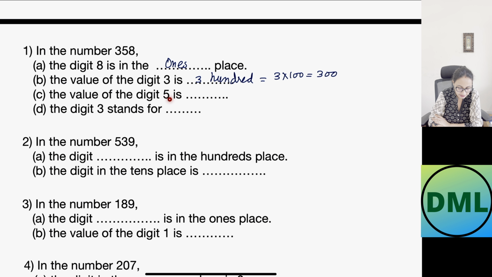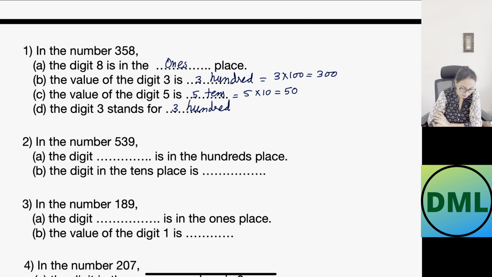The value of the digit 5 is, 5 is at which place? 5 is at tens place. So the value of digit 5 is 5 tens. Tens means 10. Let's multiply 5 with 10 and your answer will be equal to 50. So the value of digit 5 is 50. The digit 3 stands for 300. Let's write down the answer as 300.